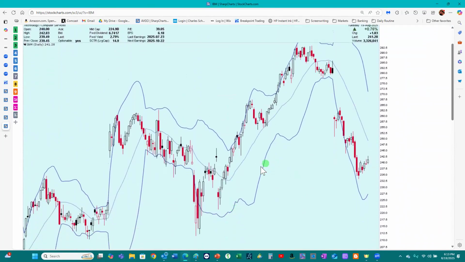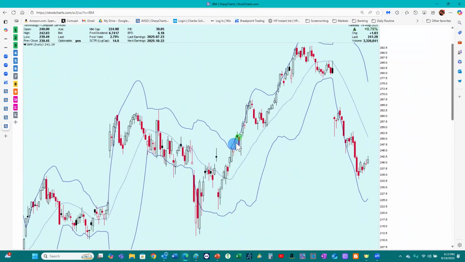And you can see here 2 standard deviations when IBM hit it up here at the top and then hugged that line all the way up. That was a clear uptrend. And then it pulled back right to the mean. That is reversion to the mean. So right back to the center line. That's the 21 moving average.